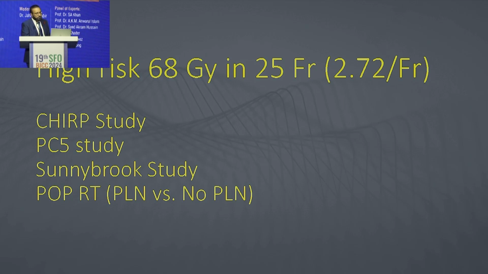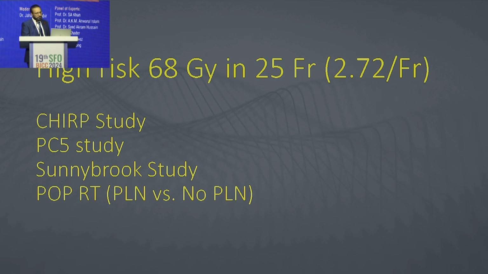This study shows the equivalence of moderate hypofractionation in high risk prostate cancer. This study was also confirmed from other studies. PC5 from Montreal proved the similar outcome. Sunnybrook, also from Toronto, did the study, and POP-RT used the similar dose with or without pelvic lymph node treatment and found similar results. So this is a quite established treatment nowadays, 68 Gray in 25 fractions for high risk prostate cancer.